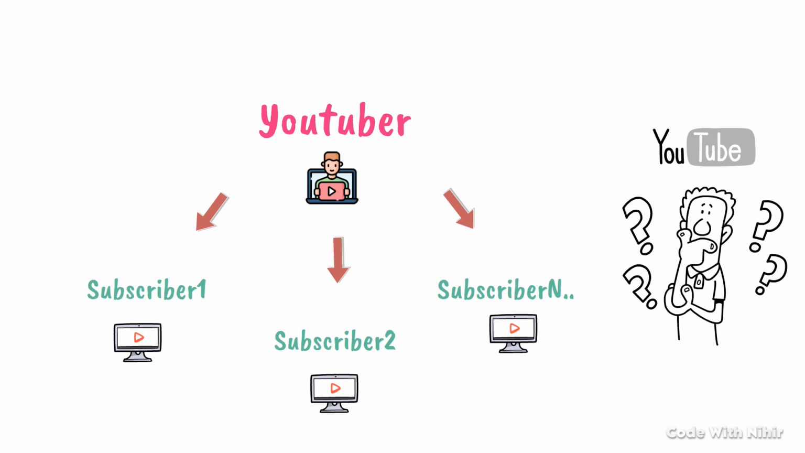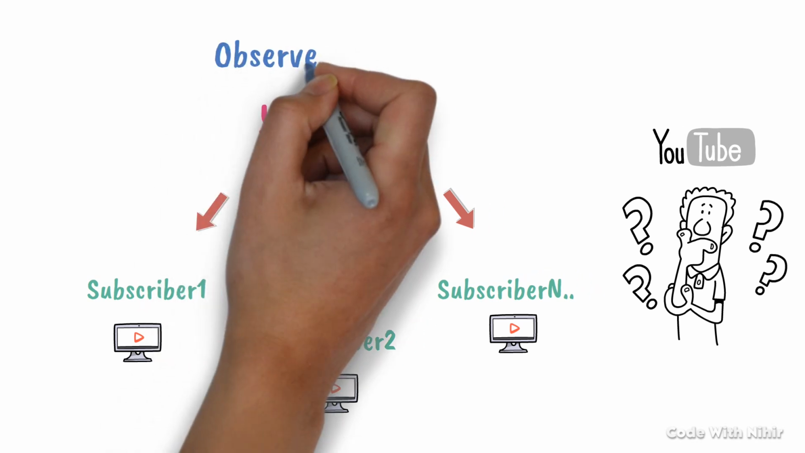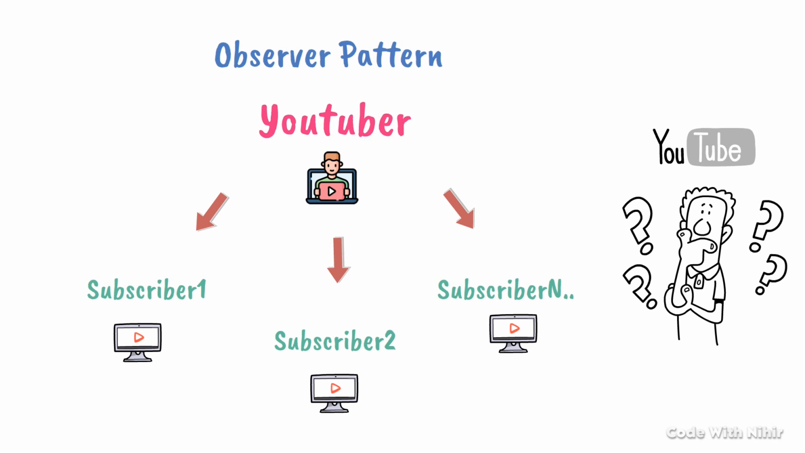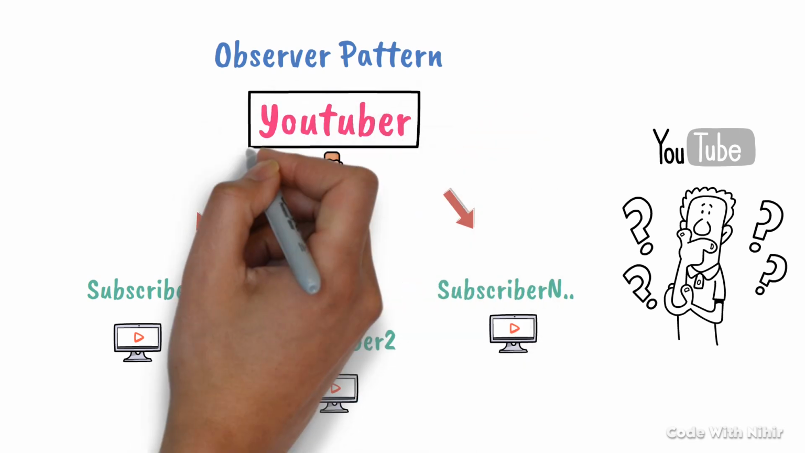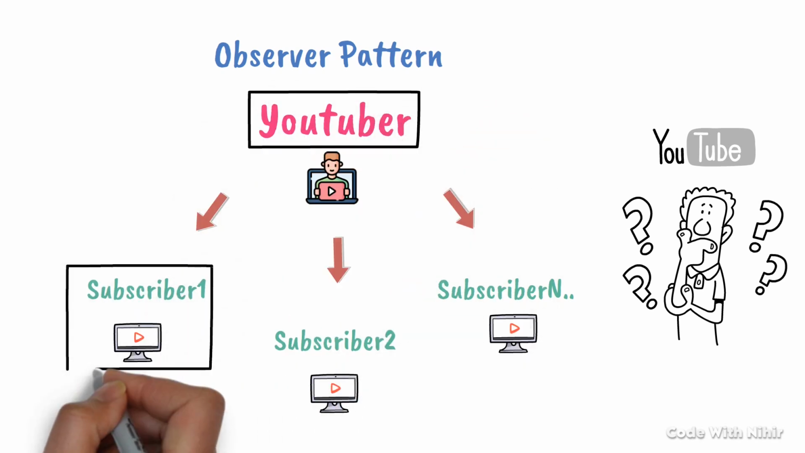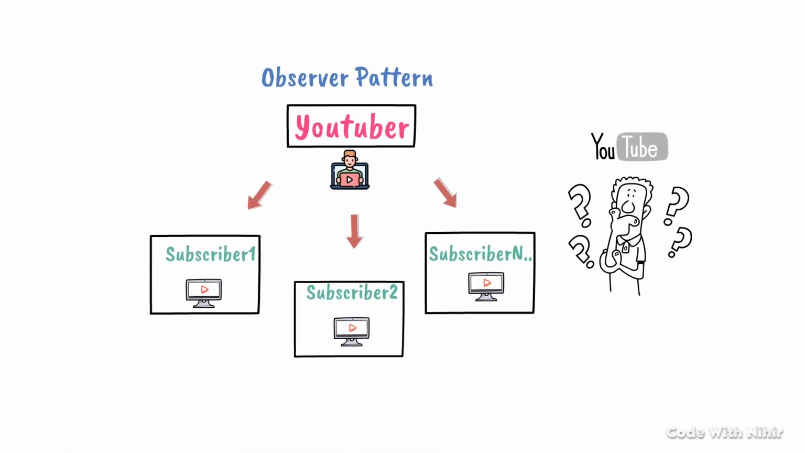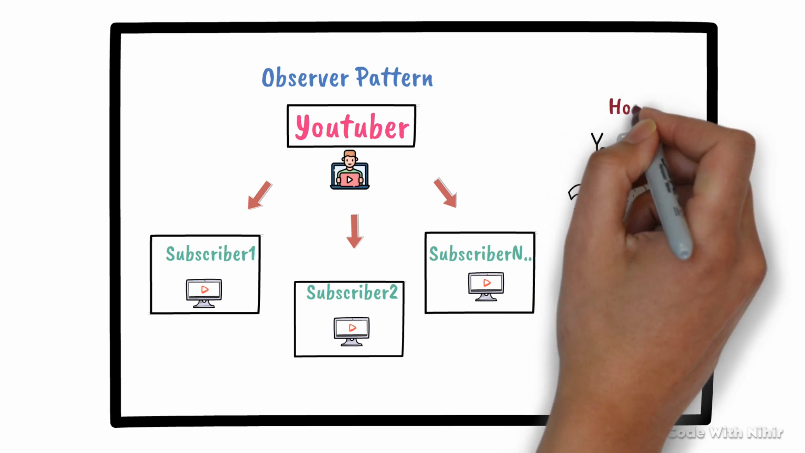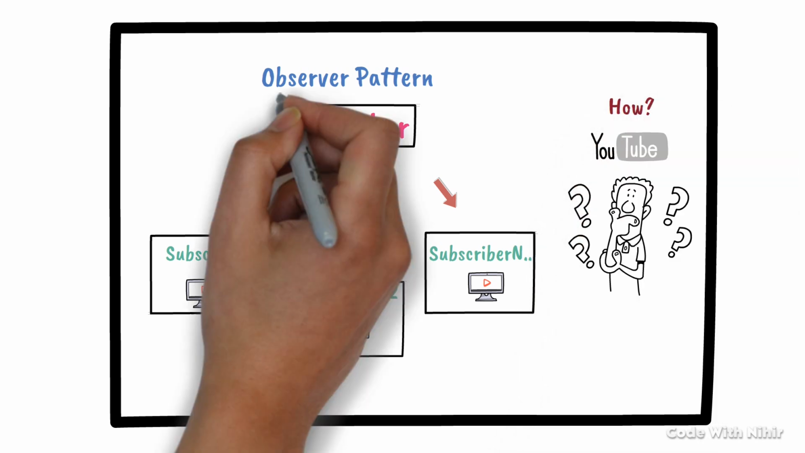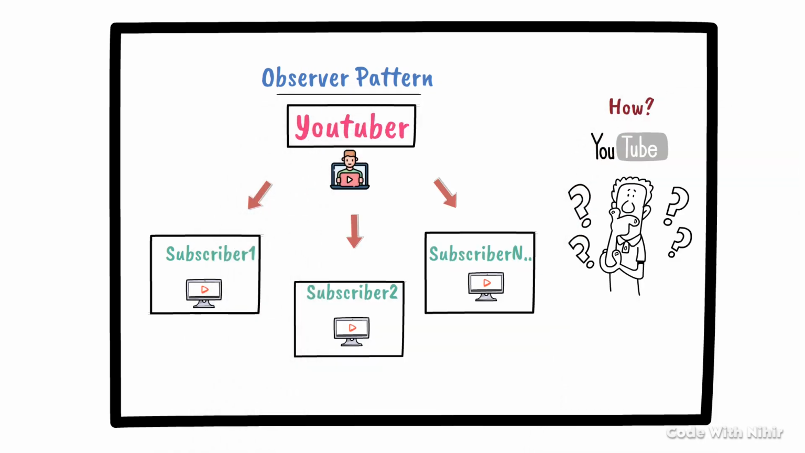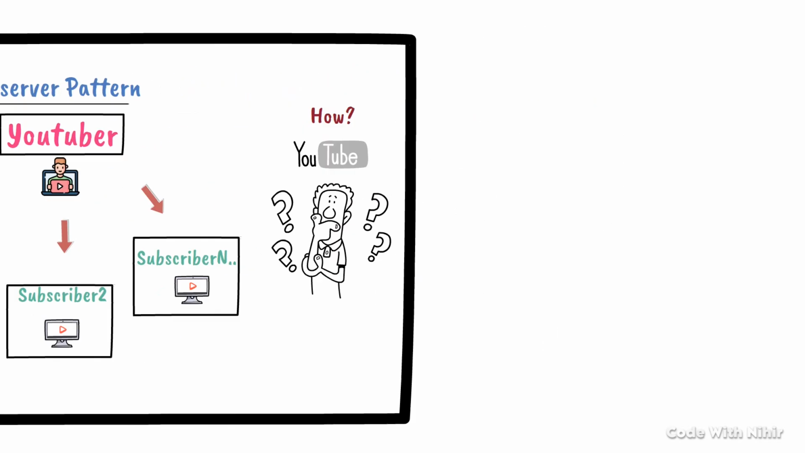This is a classic example of the observer pattern, where one action of publishing a video triggers updates across many dependent objects. But how does this relate to programming? And how can understanding patterns like this improve your coding?